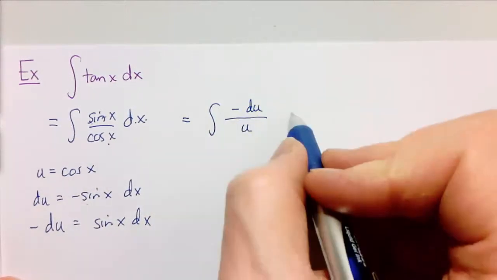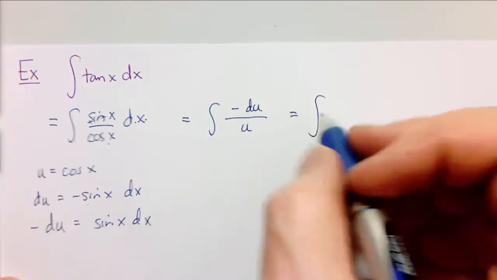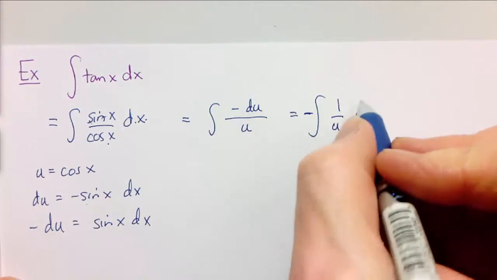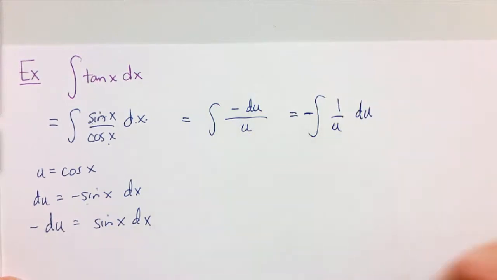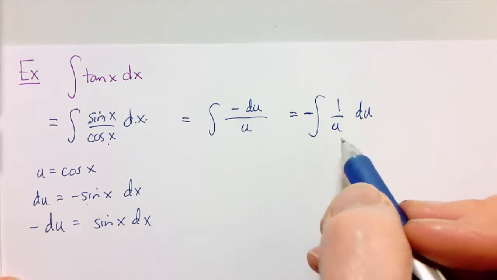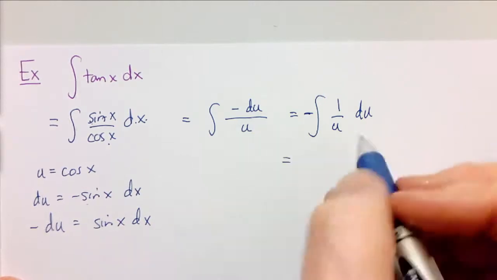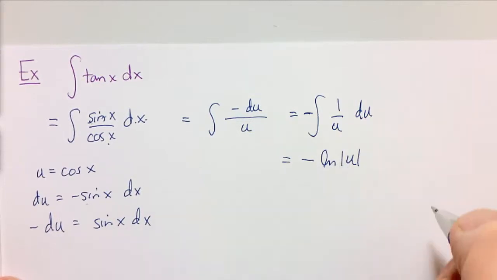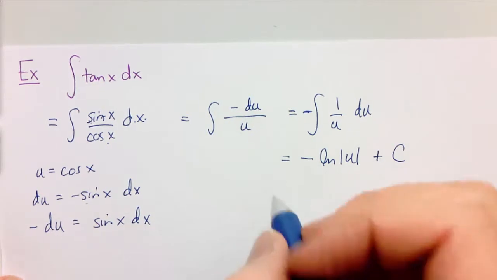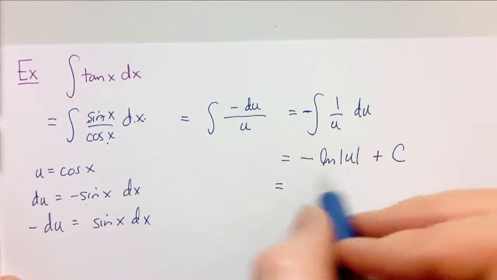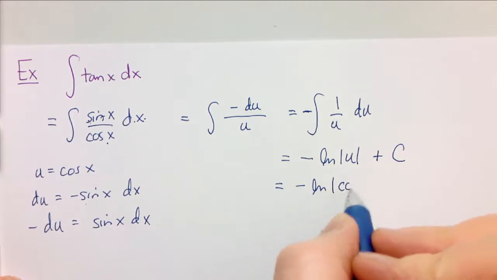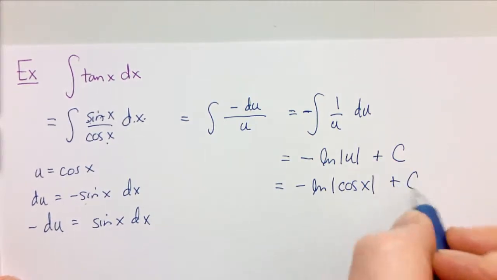This looks kind of awkward, so we're going to rewrite it. The minus I can bring clear out front, it's just along for the ride. I'm going to rewrite this as minus 1 over u du. Now I can anti-differentiate. I've already kind of undone the chain rule step. So the antiderivative of 1 over u is the natural log of the absolute value of u plus an additive constant to get the general antiderivative. And now at the end here, we put our answer back in terms of x. Well, u is cosine x, so I get minus the natural log of the absolute value of cosine x plus c.